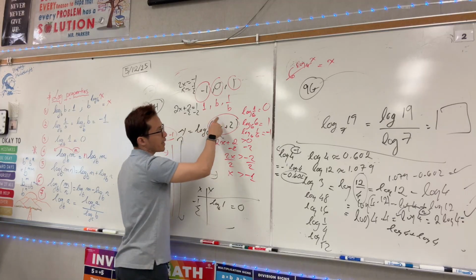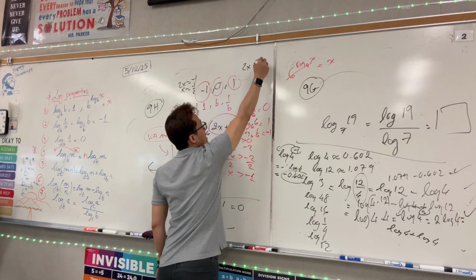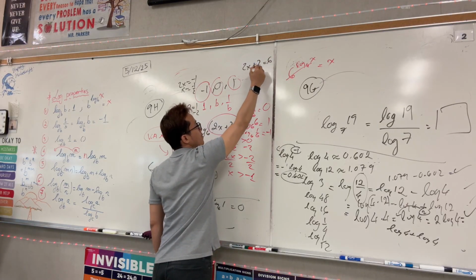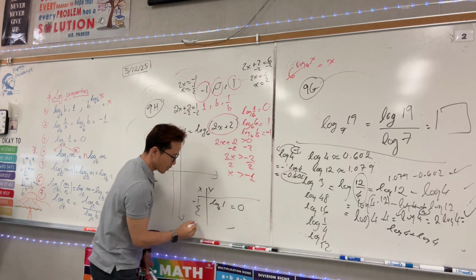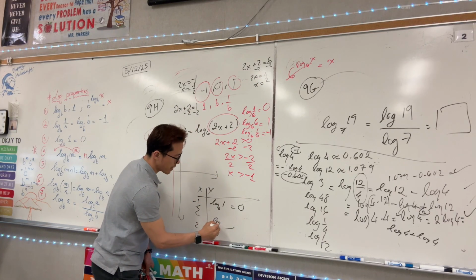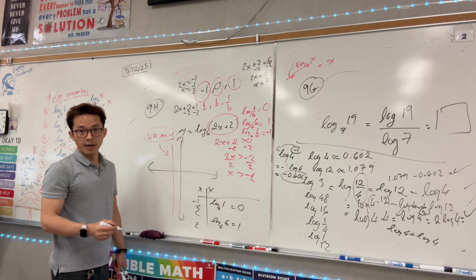Now, I want the whole thing here to be b. That means the base, the 6. I want the whole thing here to be 6. What is the x? Minus 2, 2x equals 4, x equals 2. So x equals 2. And then the inside is going to be 6, right? That's equal to 1. Yeah?